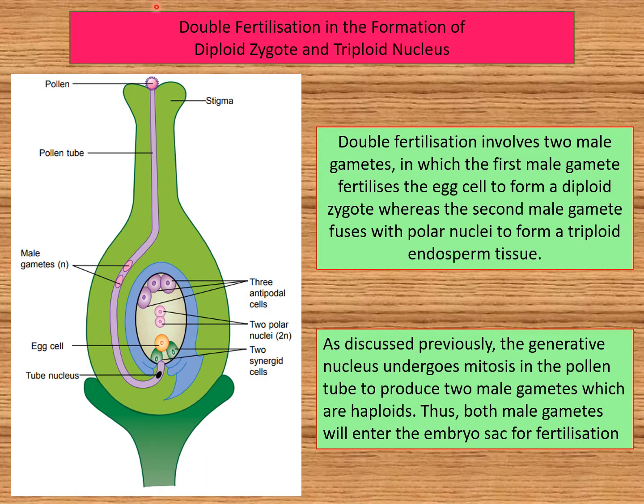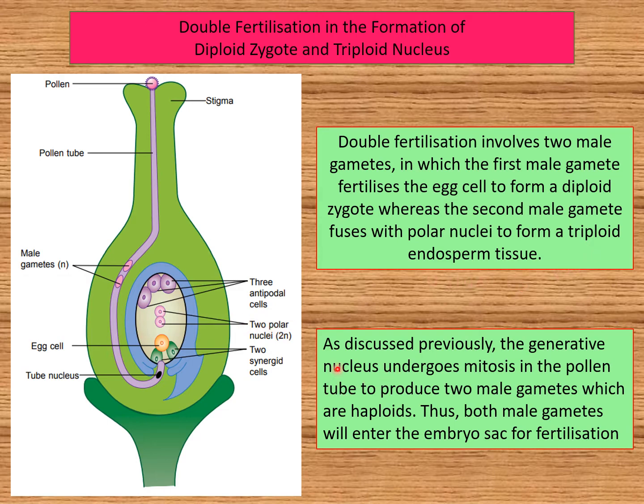Now we look at what is double fertilization in the formation of diploid zygote and triploid nucleus. Double fertilization involves two male gametes in which the first male gamete fertilizes the egg cell. You look at this one. There are two male gametes here. One fertilizes the egg cell. This is the egg cell, and the second male gamete fuses with the polar nuclei to form a triploid endosperm tissue. This is the polar nuclei. One fused with the egg cell, another one fused with the two polar nuclei to form a triploid endosperm tissue.